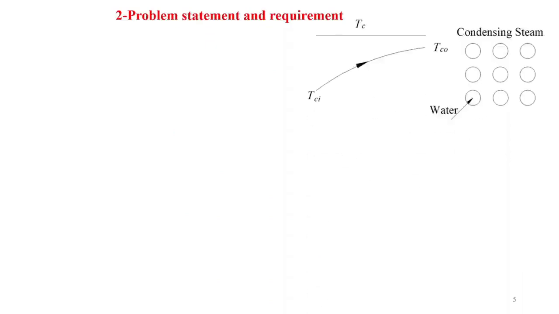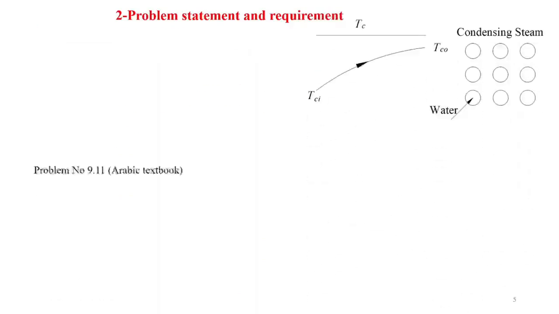The statement of the problem that we are looking at is given in the Arabic book. It is problem number 9.11 in the book, and the basic idea is, given some information, to design a condenser so that you find the size of the condenser. We are given the following.